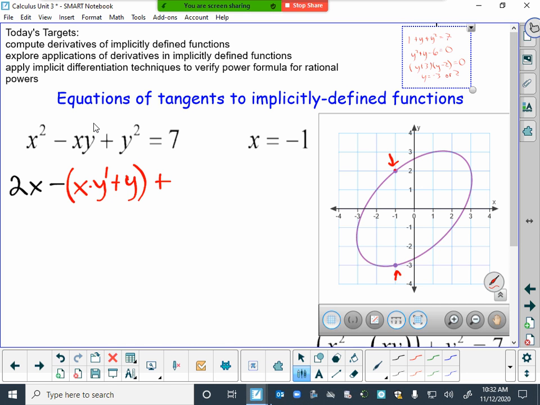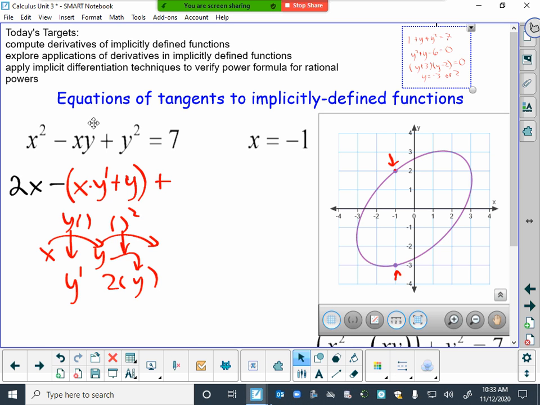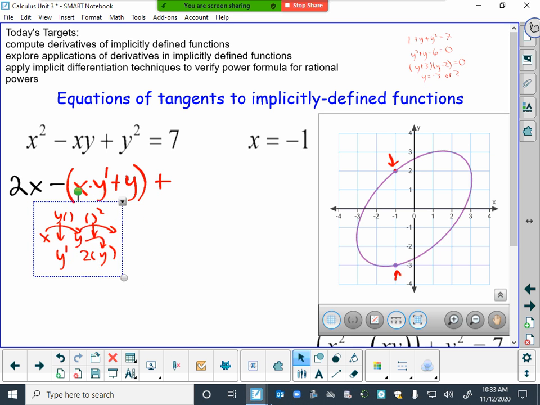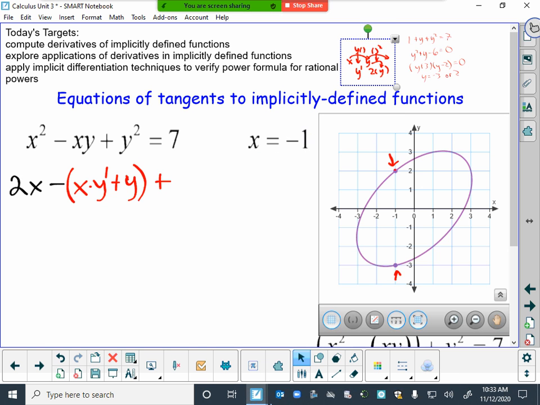Plus the derivative of y squared. We did this on the previous screen, but I'll show it again here. We start with an x, we change that into a y, and the y then gets squared. So the derivative of the y is y prime. Derivative of this is 2 times y. So there is our derivative of y squared, and so that's 2y times y prime.